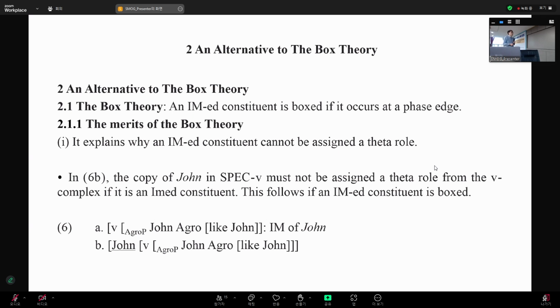Okay, let's briefly consider the box theory. According to box theory, an internally merged constituent is boxed if it occurs at the phase edge. It has some merits. First, it explains why an internally merged constituent cannot be assigned a theta role. For example, in 6a, let's say that John goes internal merge with this V complex. Then what we want to say is that John is not assigned a theta role from this V complex. With the box theory, John is not visible, so we don't have to worry about this case.